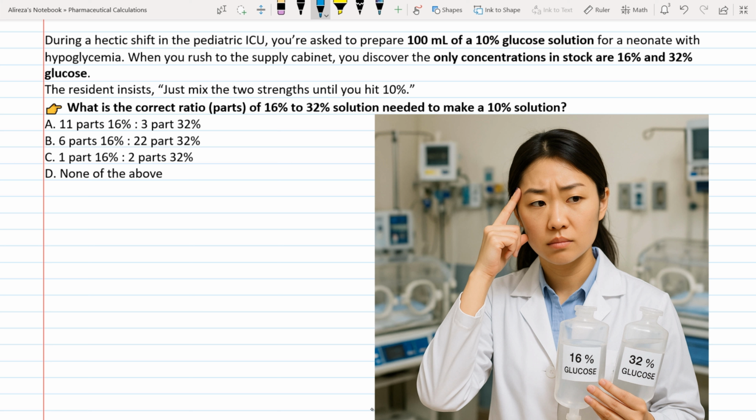The resident insists, just mix the two strengths until you hit 10%. Here's the question. What is the correct ratio or parts of 16% to 32% solution needed to make a 10% solution? A, 11 parts of 16% to 3 parts of 32%. B, 6 parts of 16% to 22 parts of 32%. C, 1 part of 16% to 2 parts of 32%, or D, none of the above.